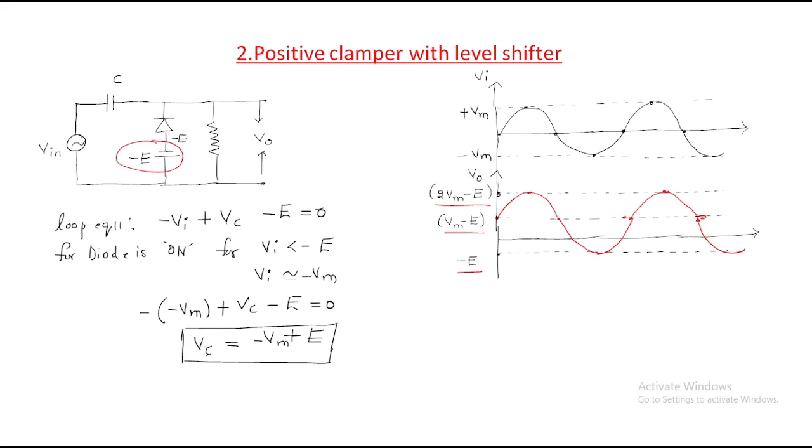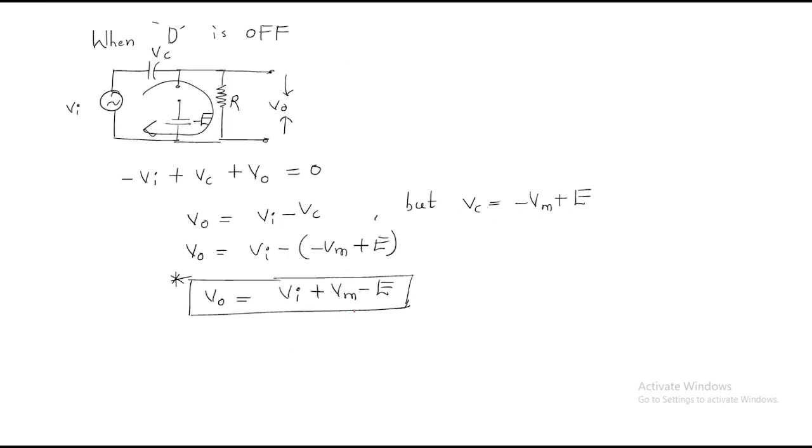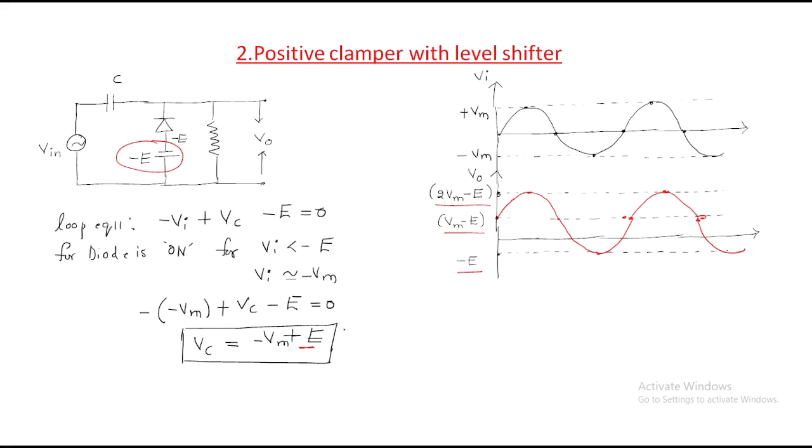In place of capacitor voltage, you will get plus E. Here in place of output voltage, you will get minus E. So this is the procedure for the positive clamper with the level shifter. I think all of you understand this concept. Okay. Thank you.